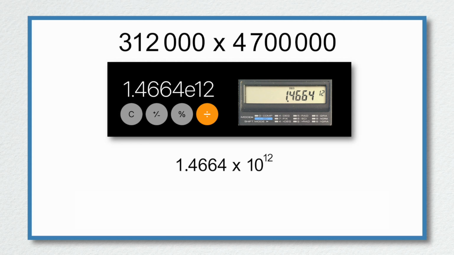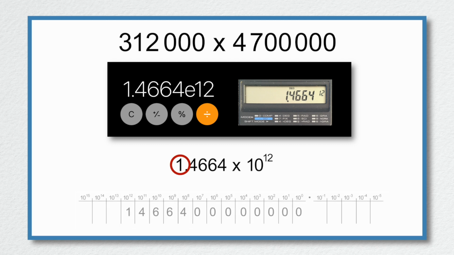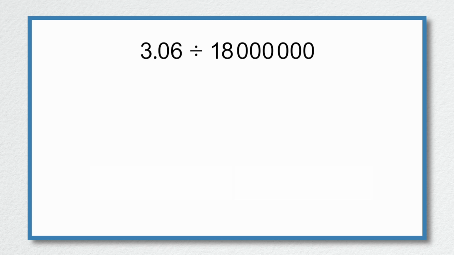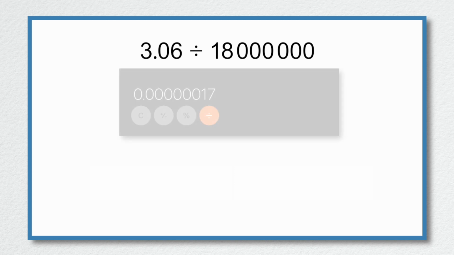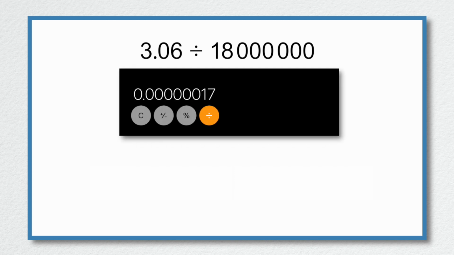And this means that the digit 1 will be in the 10 to the power of 12 column, looking something like this. And if I did 3.06 divided by 18 million, we end up with, on the smartphone, 0.00000017. Now, the reason why it did this is because it can cope with the number of places after the decimal point. Now, this isn't necessarily an easy number to read or write.